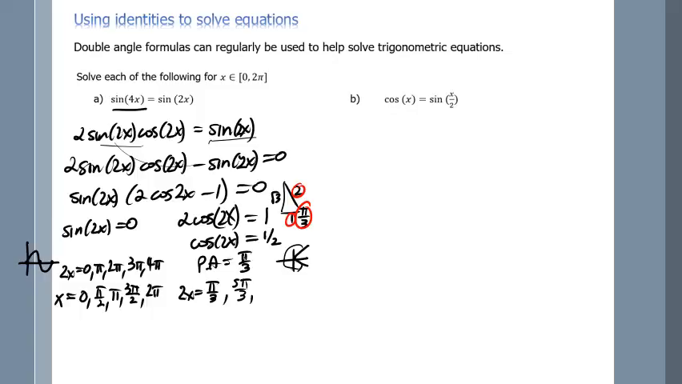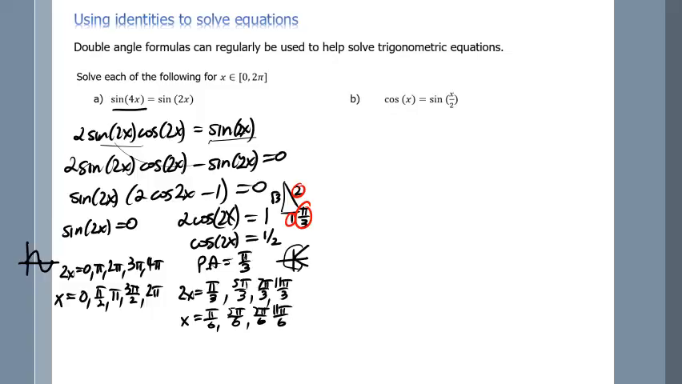If we add 2 pi to both of them, because we're going to divide by 2 at the end, I'm going to add 6 pi on 3 to the first solution, so I get 7 pi on 3. And if I add 6 pi on 3 to that, I get 11 pi on 3. We know at the end when we divide by 2, we get x equals pi on 6, 5 pi on 6, 7 pi on 6, and 11 pi on 6, and they all fit within the domain.